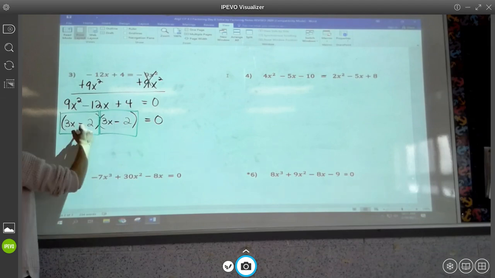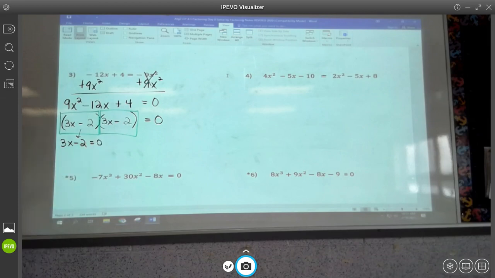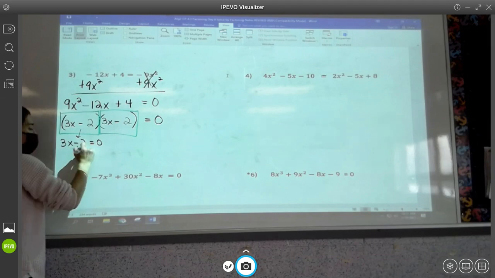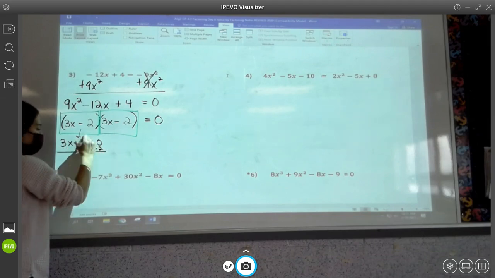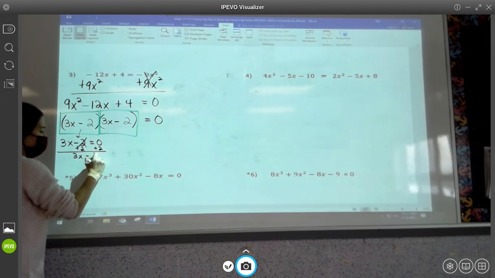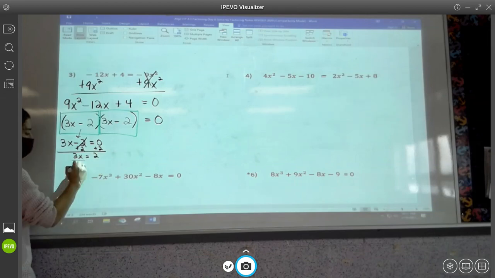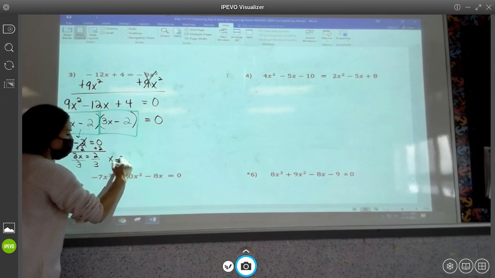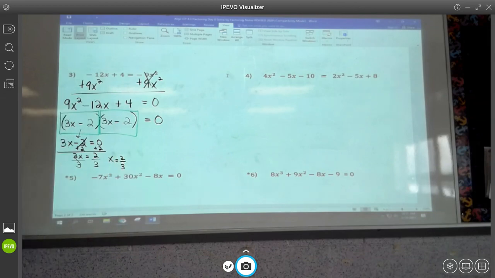So what's it going to take to make 3x minus 2 equal 0? So all you got to do is solve this teeny little guy. We're going to do what? Add 2. And divide by 3. And you find out that x ends up equaling 2/3. 2/3 is one of your two answers to this degree 2 equation.